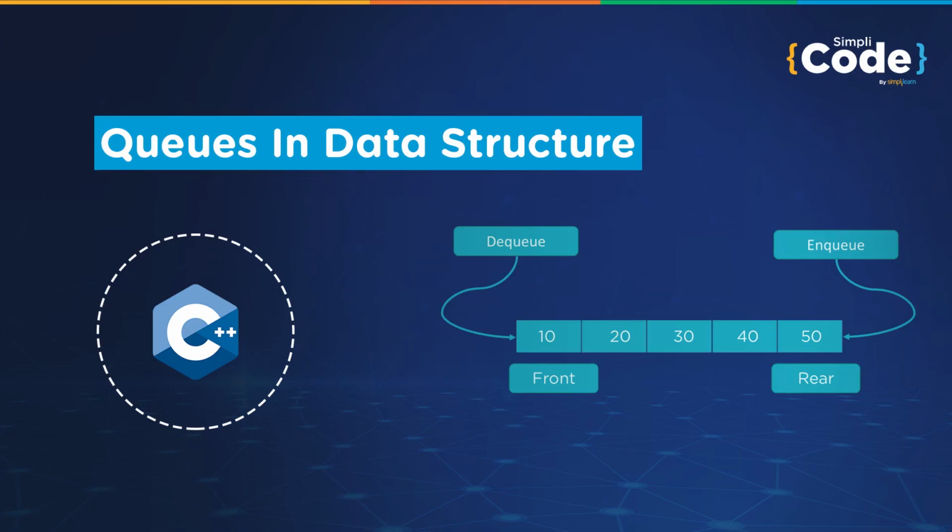Welcome to SimpliCode's YouTube channel, and in today's session, we'll be discussing another important data structure, which is queue. In a previous tutorial, we discussed a data structure called stack, which works on the last in first out, or in short LIFO principle. And in this session, we will learn about queue, understand its functionalities and how to implement it. So without any further ado, let's get started with today's topic.